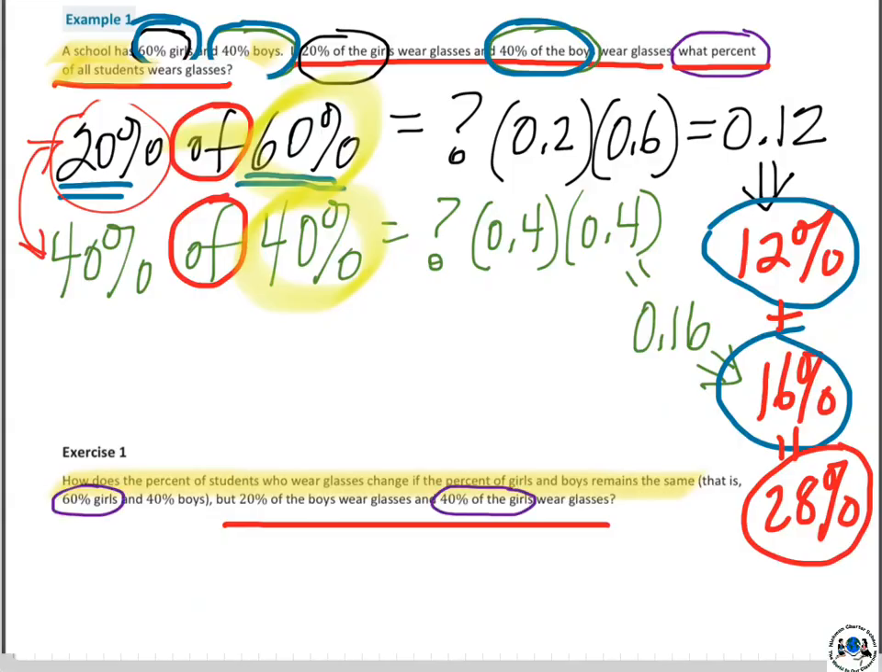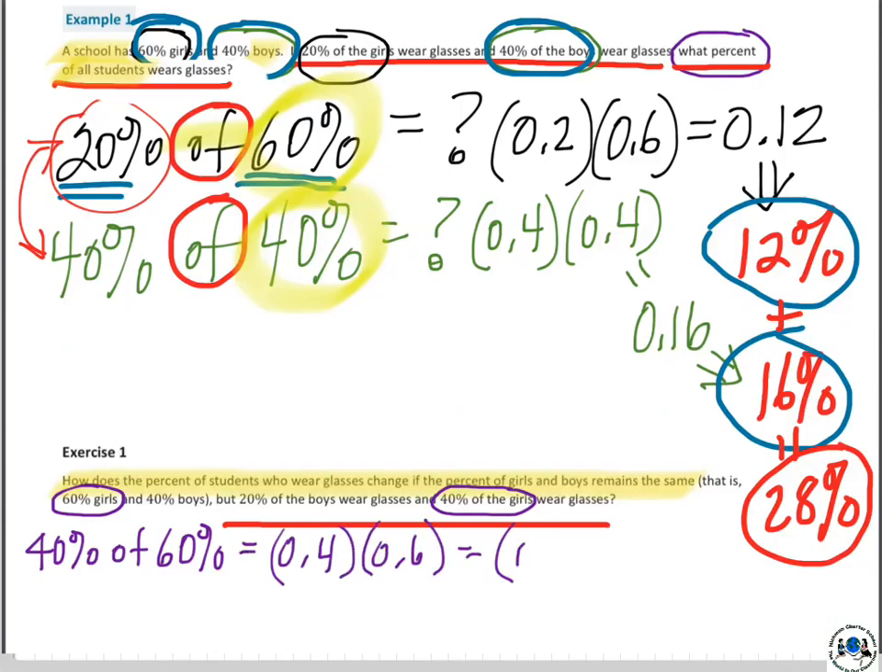All right, and again, 60% girls. Well, we're going to work with the girls first. So now we have 60% girls, and 40% of that 60% wears glasses. So 40% of 60% equals 0.4 times 0.6, which equals 0.24, which equals 24%. So pat yourself on the back if you got that one right.